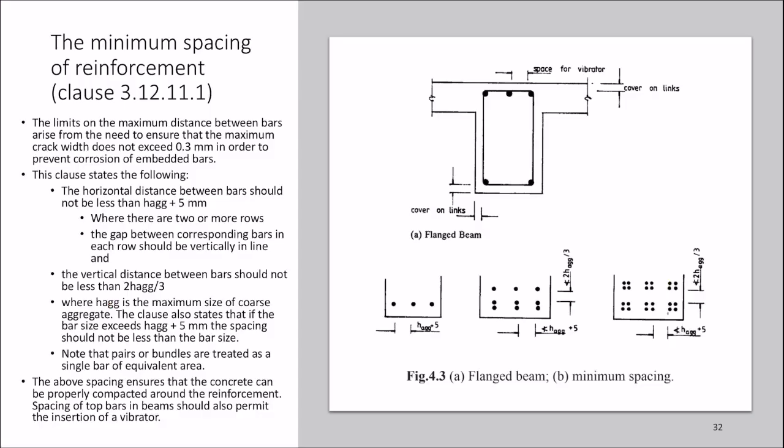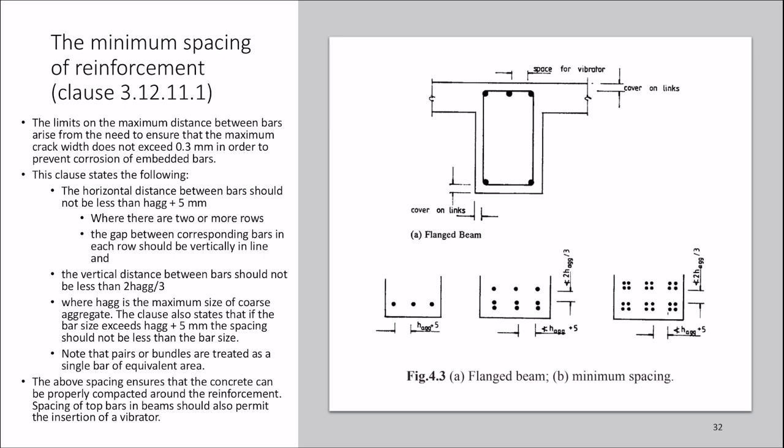Then we go to the minimum spacing of reinforcement. The limits on the maximum distance between bar arise from the need to ensure that the maximum crack width does not exceed 0.2 mm in order to prevent corrosion of embedded bars. That's why kita kena avoid sangat cracking of concrete sebab ada bar dekat dalam. If let's say it is being exposed to the environment, dia boleh menyebabkan corrosion eh.